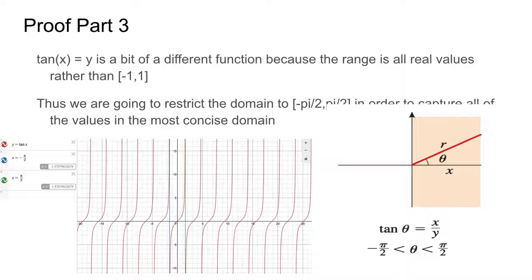Now, looking at tan x equal to y, this is a bit different of a function because the range is all real values rather than negative 1 and 1. Thus, we are going to restrict the domain from negative pi over 2 and pi over 2 in order to capture all the values in the most concise domain. The only difference is that there are no distinct bounds on our range.